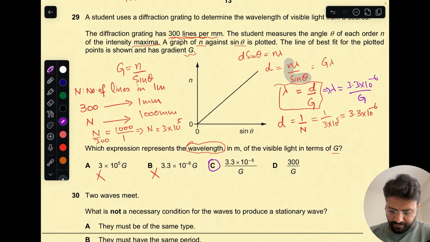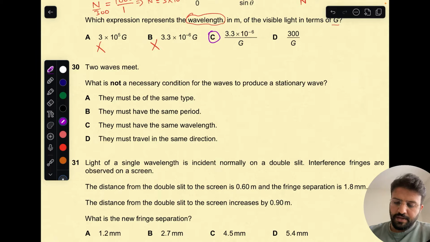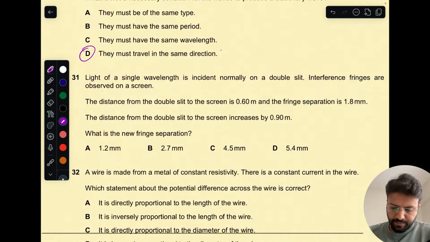Moving forward, two waves meet. What is not a necessary condition for the waves to produce stationary waves? They must be of the same type, they must have the same period, they must have the same wavelength, they must travel. This is not a condition that you need for stationary waves. All the other conditions are required.